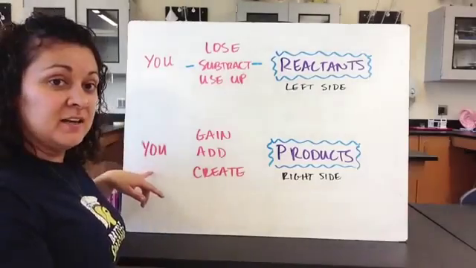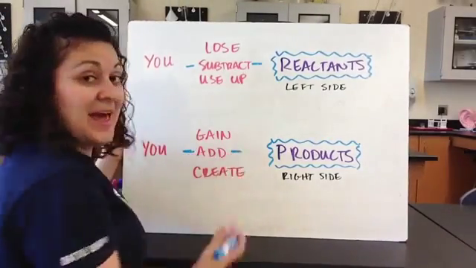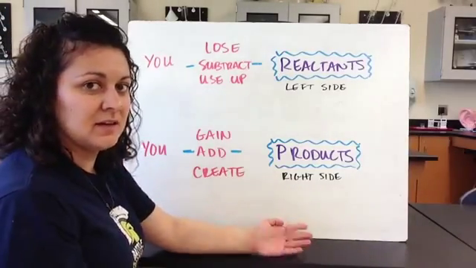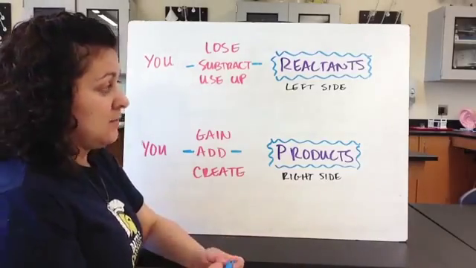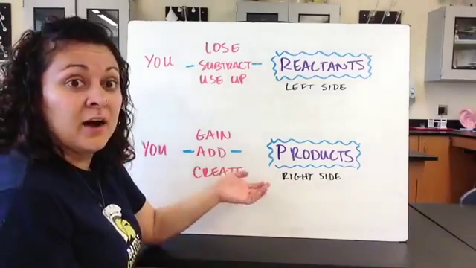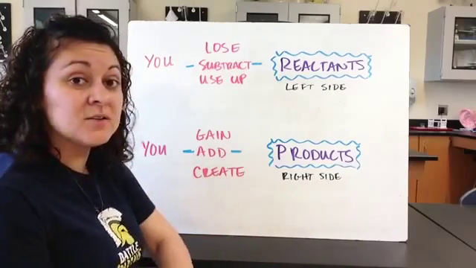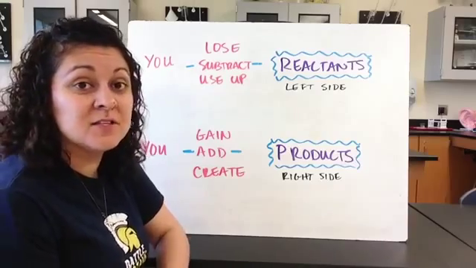For the product side, you're going to gain, or you're going to mathematically add or create products, and that's what's on your right side. So you need to make sure you keep those straight so that way you can be aware of what you're doing to your reactants and your products. All right, so we have a couple practice problems. Make sure you ask a lot of questions because this stuff is a little bit tricky.